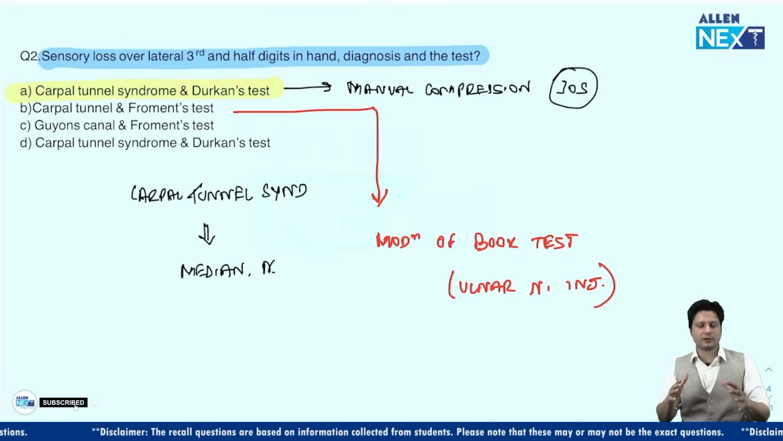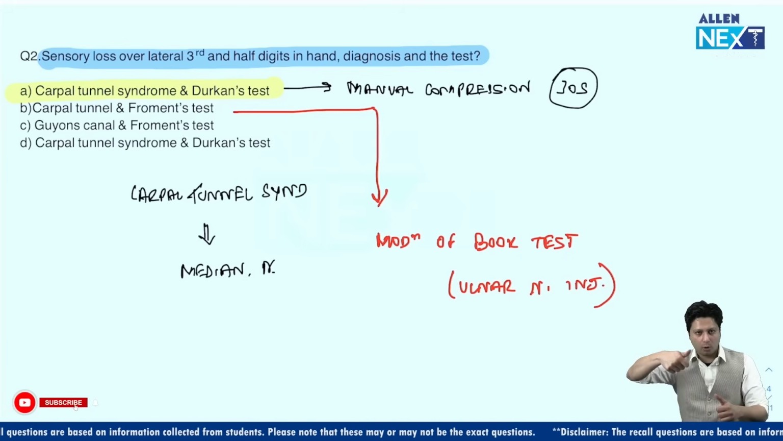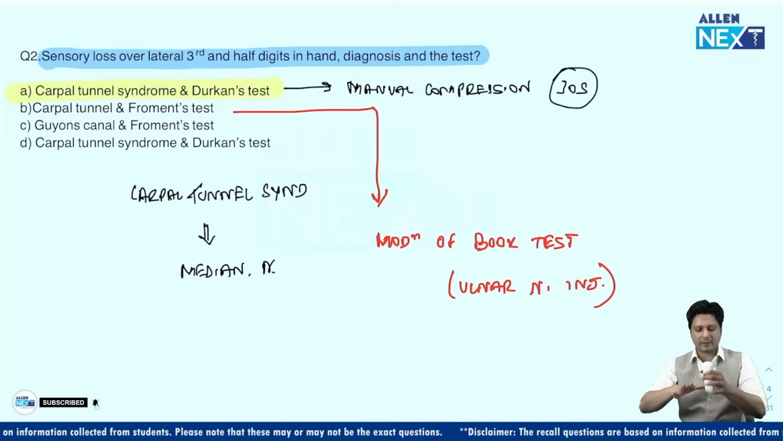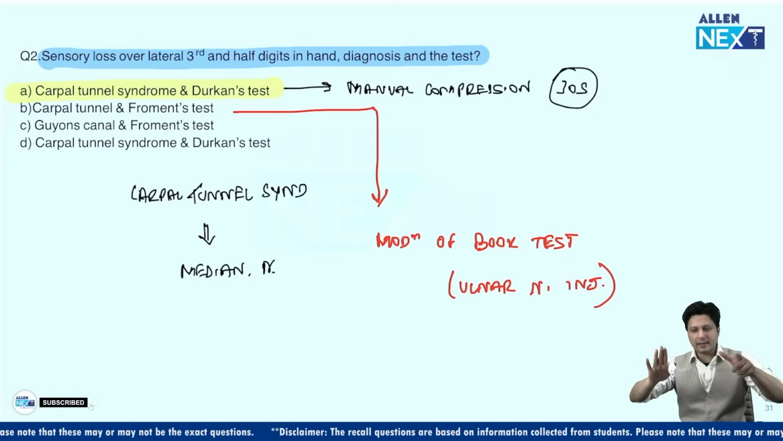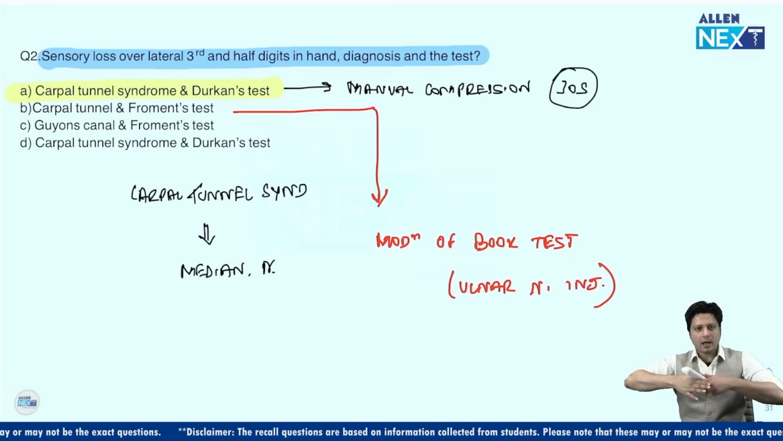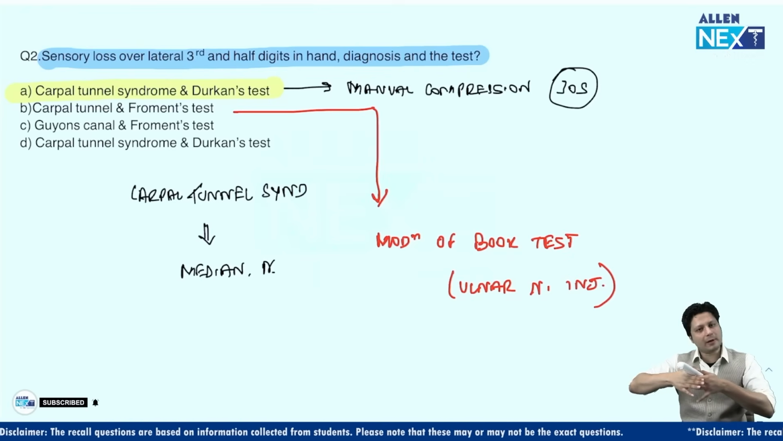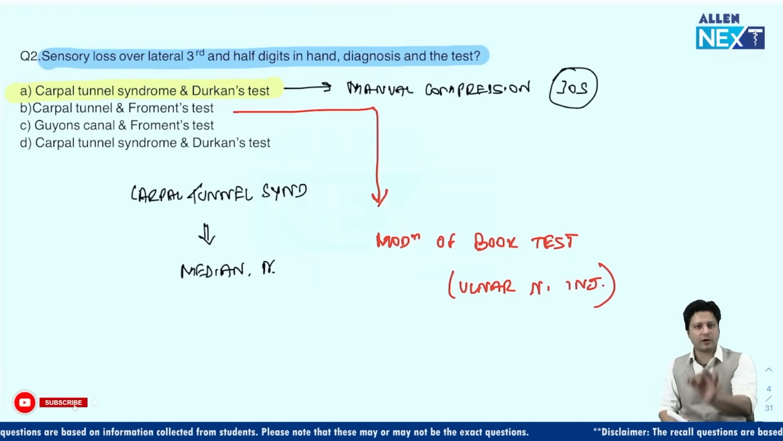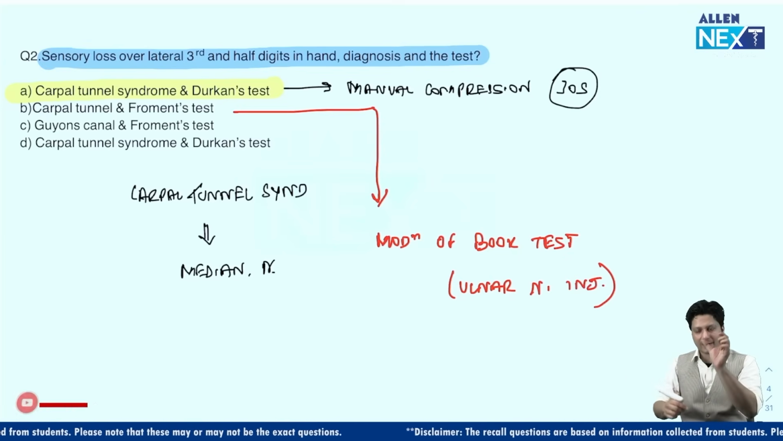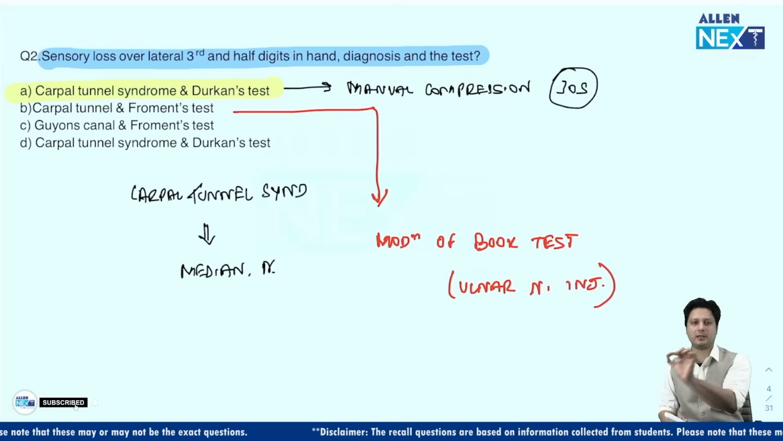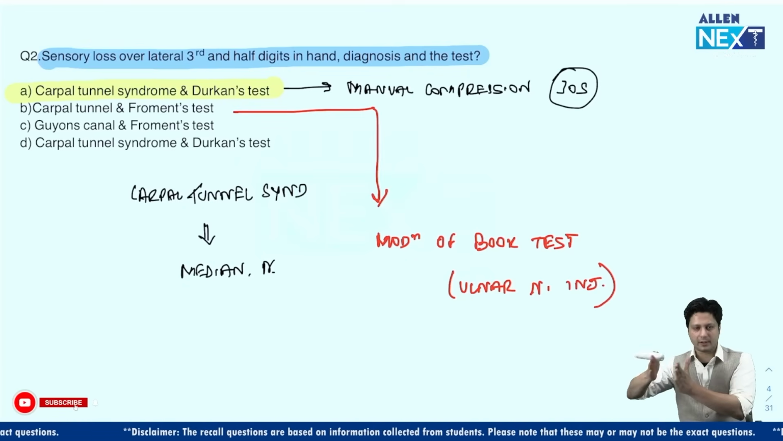Now, what happens in the Froment sign? Just try to understand. Imagine you ask a patient to hold a book by adduction of the thumb, using adductor pollicis, and the examiner tries to pull the book out. You ask the patient to resist that pulling movement. If he is not able to apply resistance, it means the adductor function of the thumb is lost. And adductor function of the thumb is a function of the ulnar nerve, because that is one muscle which is not supplied by the median nerve. It is supplied by the ulnar nerve. So it is the test for ulnar nerve involvement.